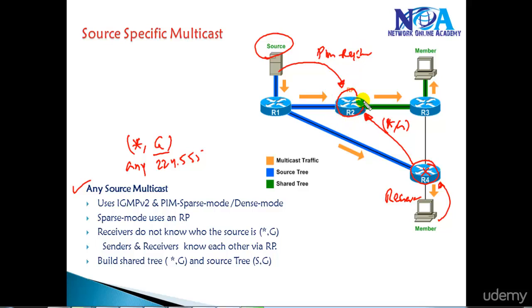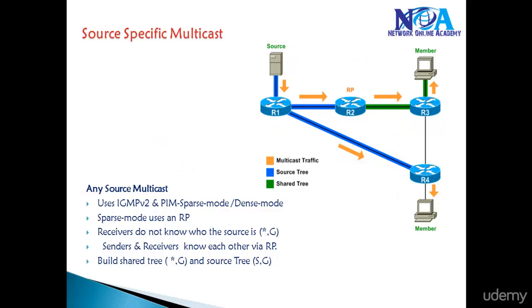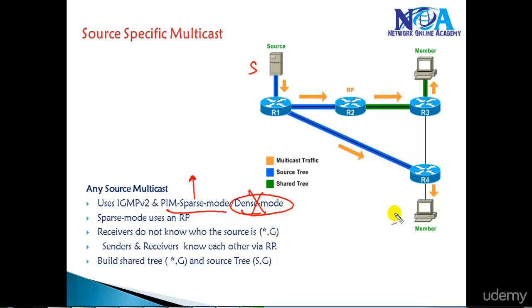Once the RP learns about the source and the receivers, it provides the information, and from the receiver to the source it builds the shortest path entry. This is how the typical sparse mode works with the help of RP. If you're using dense mode, there's no RP configuration, but the information is flooded throughout the network and pruned. Dense mode is probably not really scalable, we discussed that, but in case of sparse mode, in order to learn about the source and the receiver, a router called the rendezvous point has to be configured.